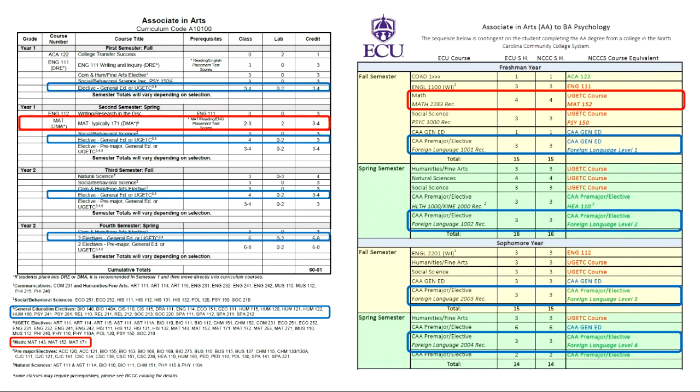So I'm hoping you're starting to see that you want to plan your short-term goal with your long-term goal in mind. You really need to look at that BDP, the baccalaureate degree plan, what the transfer university is requiring, and that should guide the choices that you make at Beaufort, which courses to take.